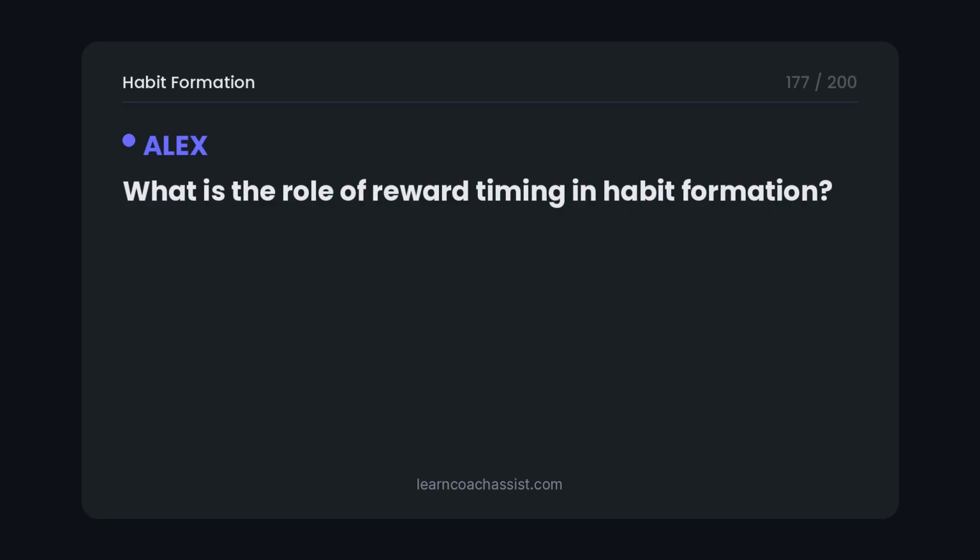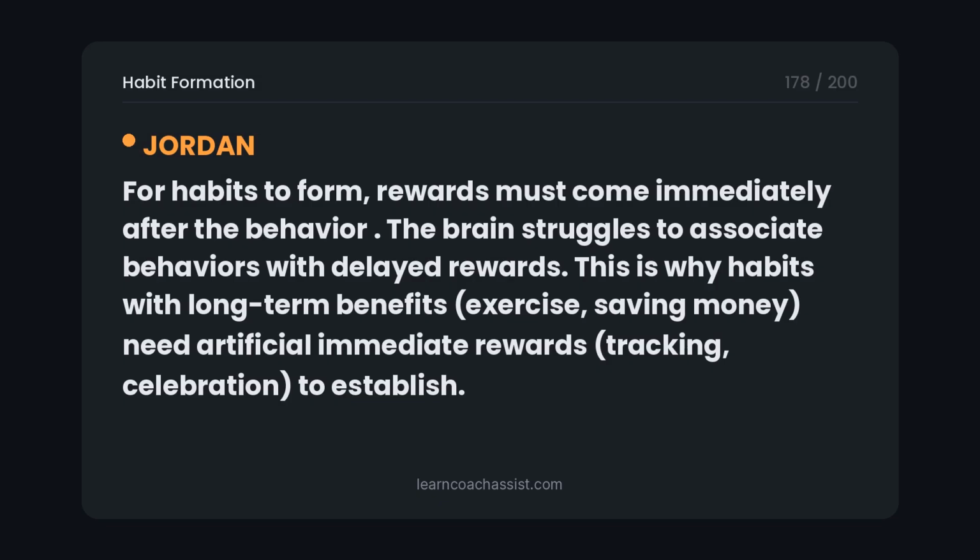What is the role of reward timing in habit formation? For habits to form, rewards must come immediately after the behavior. The brain struggles to associate behaviors with delayed rewards. This is why habits with long-term benefits, like exercise and saving money, need artificial immediate rewards, like tracking and celebration, to establish.